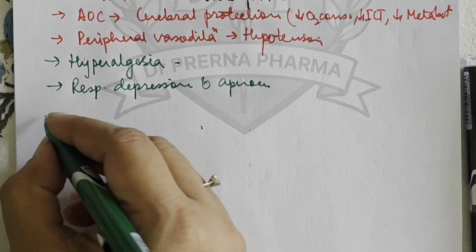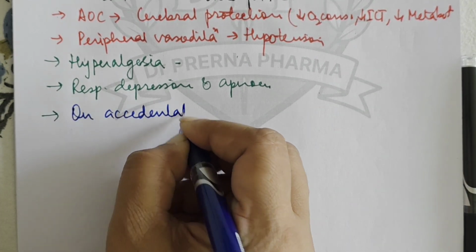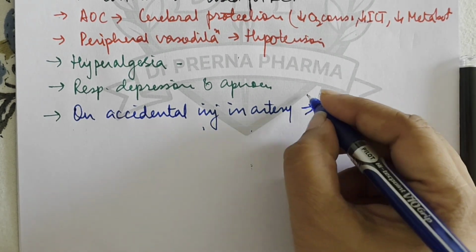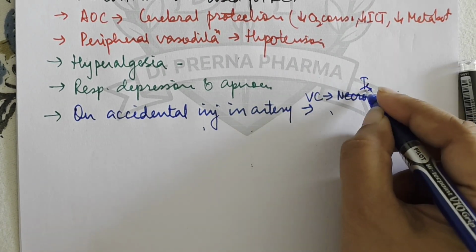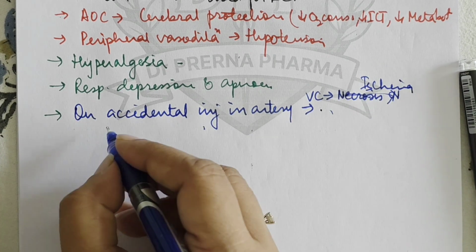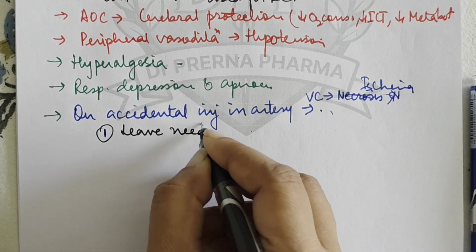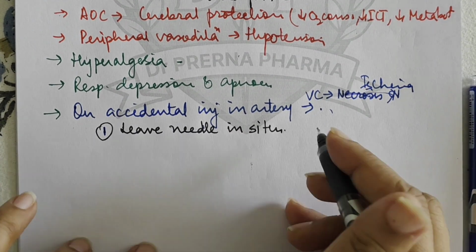Another very important thing that with thiopental you have to remember, on accidental injection in artery, it can result in thrombosis, vasoconstriction, and it results in necrosis and gangrene, ischemia. Necrosis is too big a word, it causes ischemia. So what you do now, the first step is to leave the needle in situ. Don't take it out, don't withdraw the needle, just leave it there in situ, right?